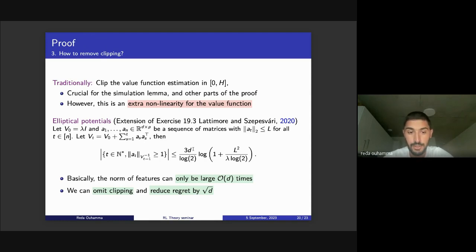Why is this interesting in our case? It's because we have this estimation of the value function in the same case as a linear regression problem. And this result would entail that the norm of features can only be large a finite number of times that only depends on d. This is interesting because it means that essentially we don't need clipping, because the number of times that the value function will be outside of this range is finite. So we can omit clipping without adding anything to the algorithm by just adding this part in the proof.